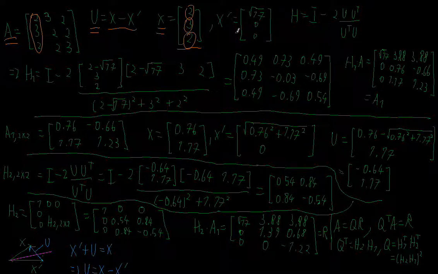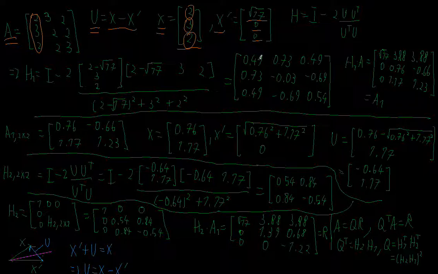2 squared is 4, 2 squared plus 2 squared is 8, so 4 plus 4, and 3 squared is 9, so 9 plus 8 is 17, so the square root of 17. So our vector x prime is the square root of 17 and 0, 0, okay, 0 elsewhere. Yes, the square root of 17 is in the first place.